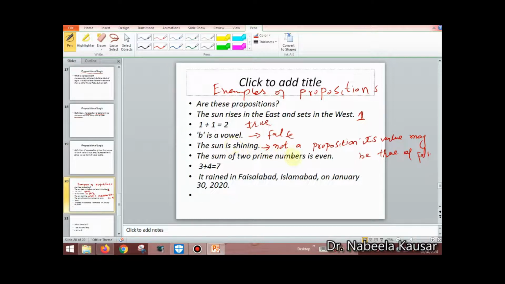The sum of two prime numbers is even. Yes, it is a proposition. 3 plus 4 is equal to 7. Yes, 3 plus 4 is always equal to 7, and its truth value is true.